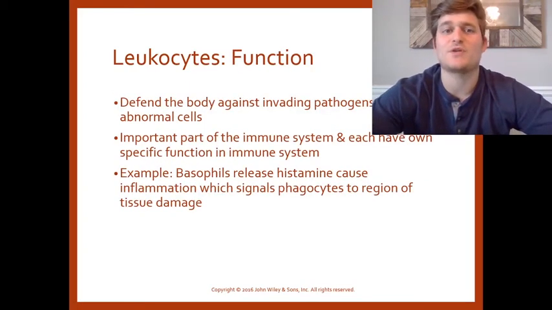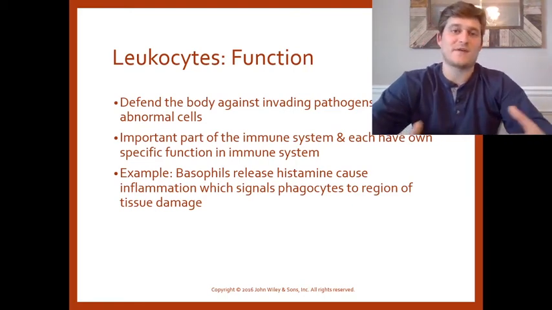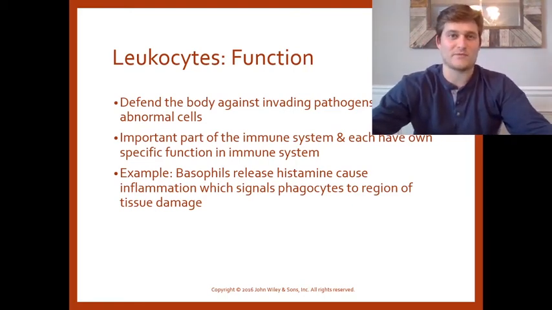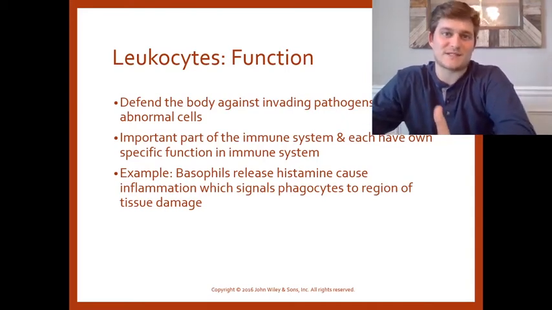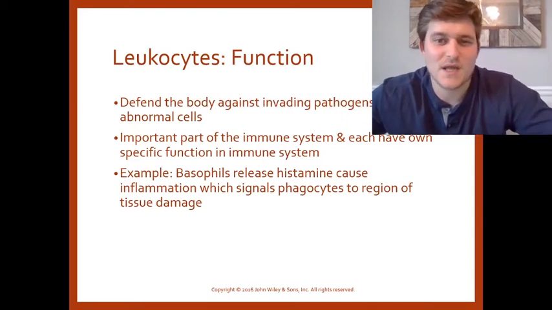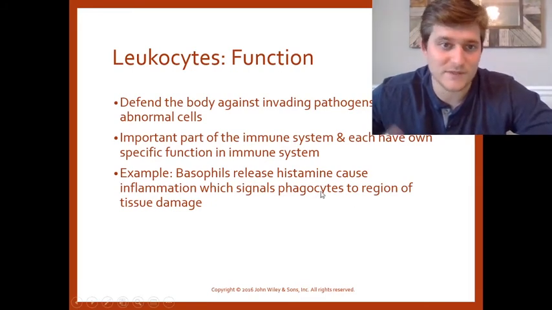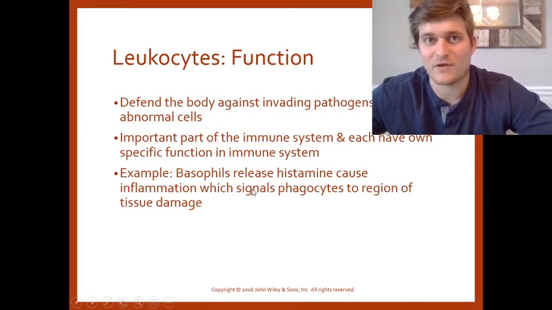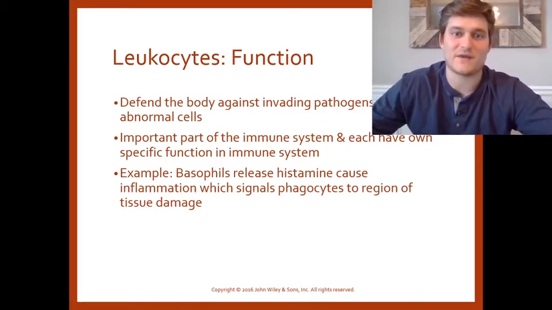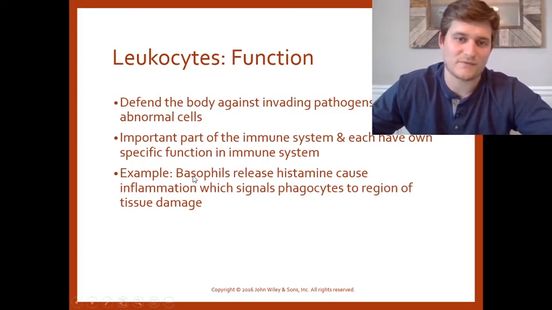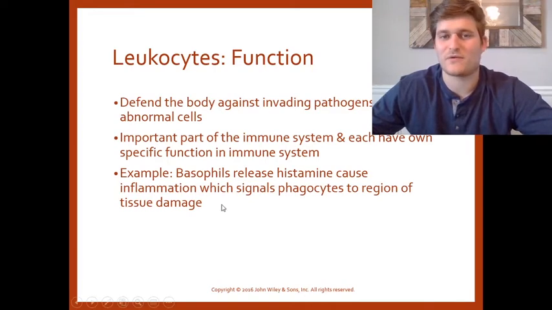Again, the main function of leukocytes is to defend against invading pathogens and abnormal cells. Really, we'll get to their specific functions when we get to the immune chapters, but they are an important part of this immune system and each have their own roles. And so they each have also their own sort of strategies and tools to fight off specific pathogens. And so basophils, for example, release histamine, which causes inflammation, and signals for other cells called phagocytes to the region of damaged tissue.